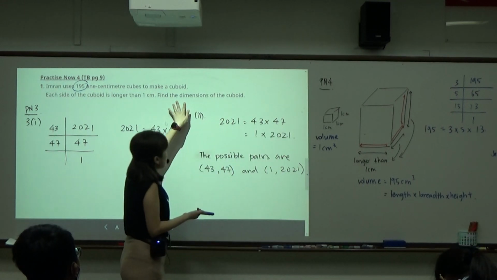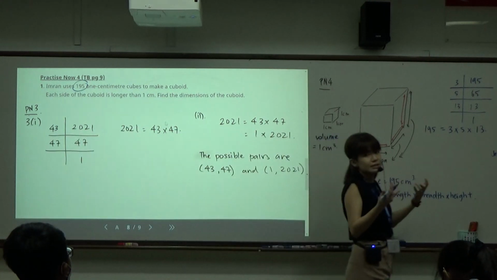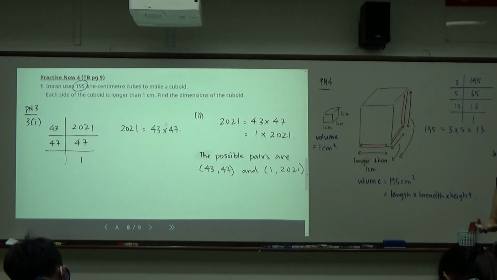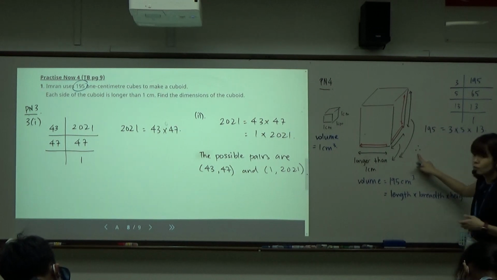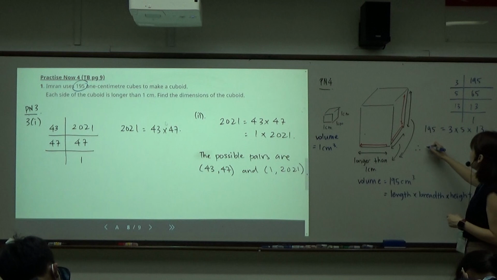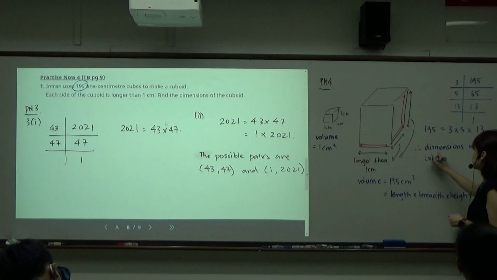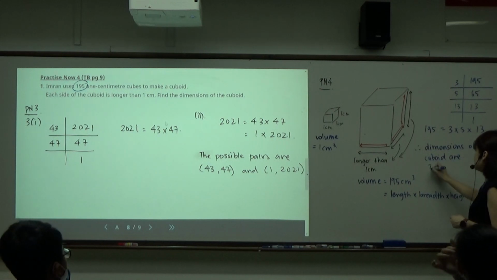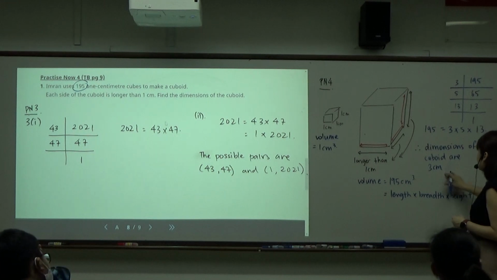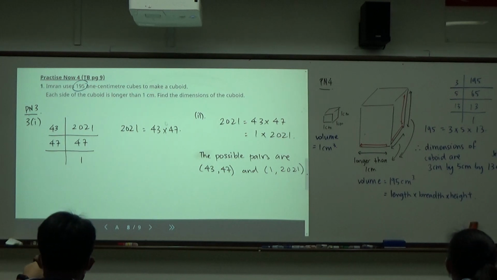Additionally, in this question, they are asking for the dimensions only as well. So the dimensions will just be 3 by 5 by 13 cm. You don't have to specify which one is the length, which one is the breadth, or which one is the height. So therefore, in conclusion, the 3 dots over here that form like a triangle symbolizes "therefore". You can use that short form. So therefore, dimensions of cuboid are 3 cm by 5 cm by 13 cm. That will be the answer.